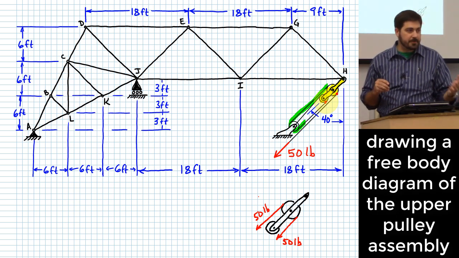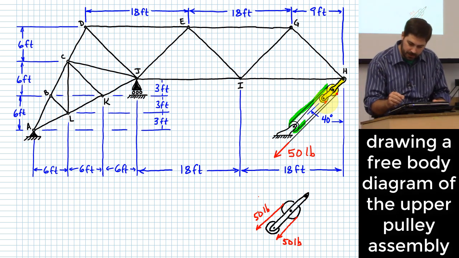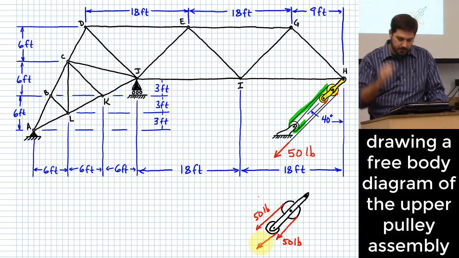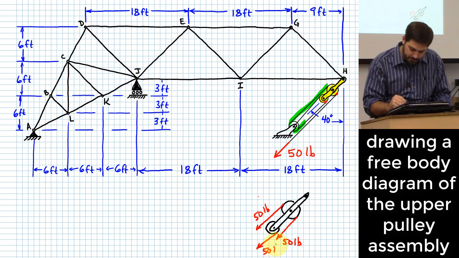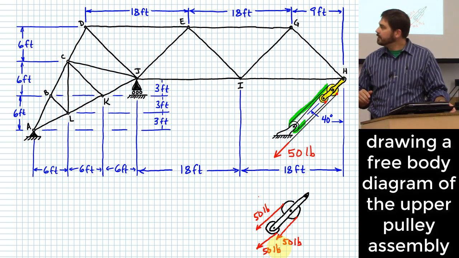Okay, another 50 pounds, again, in tension, right? Everywhere it's pulling on here is in tension, and so that's going to, again, pull in the direction of that rope. Another 50 pounds. And then that rope goes around that pulley.